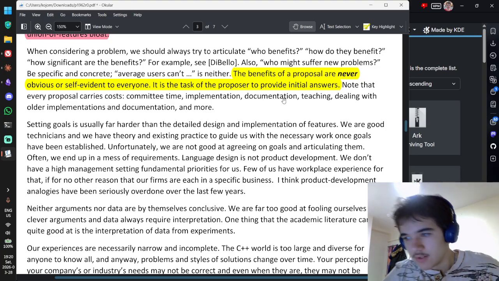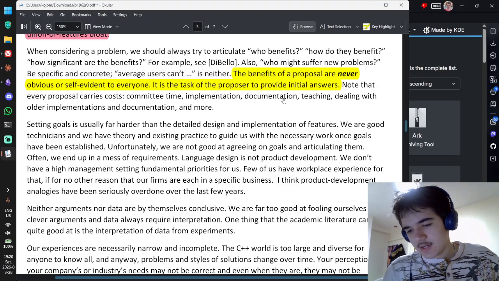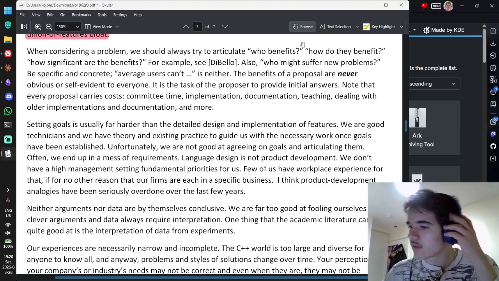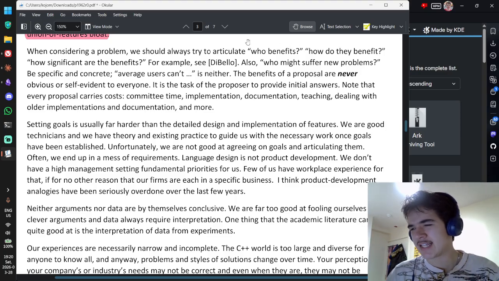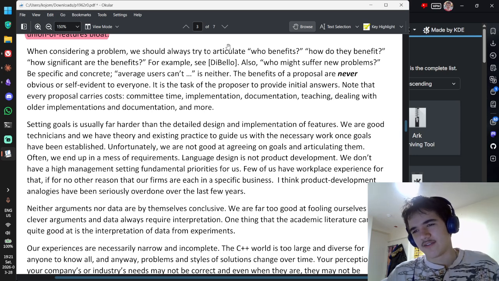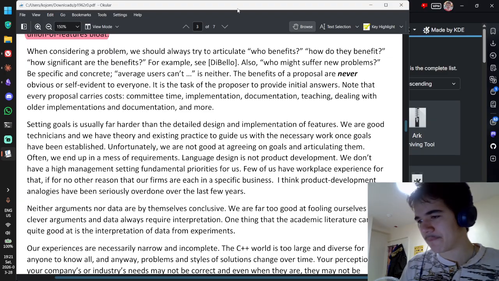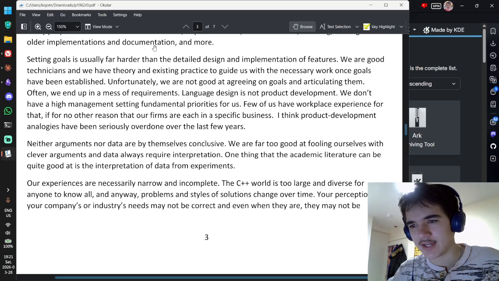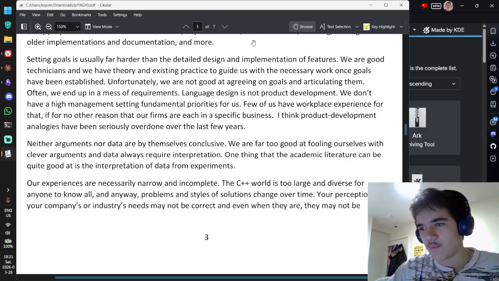He, she, they who make the proposal. Okay, I'm actually going to unhighlight that because, yeah, I don't know. It definitely applies to C++ in this specific scenario where the committee is busy. But generally speaking, that's not so insightful. Setting goals is usually far harder than the detailed design and implementation of features.